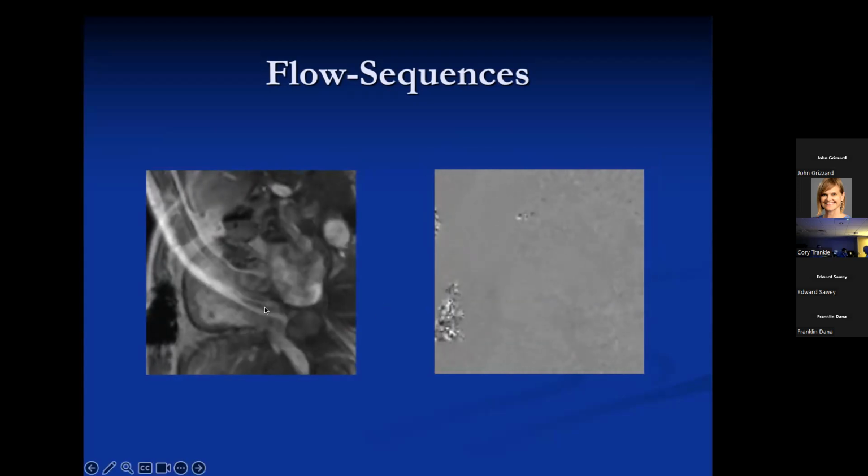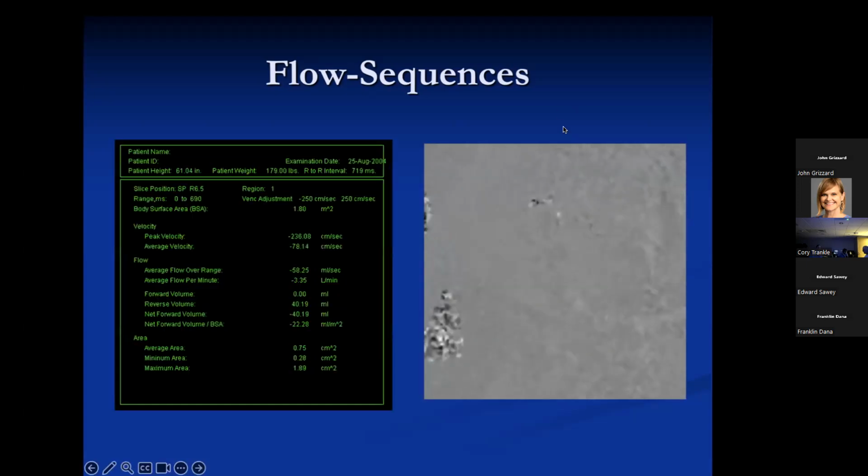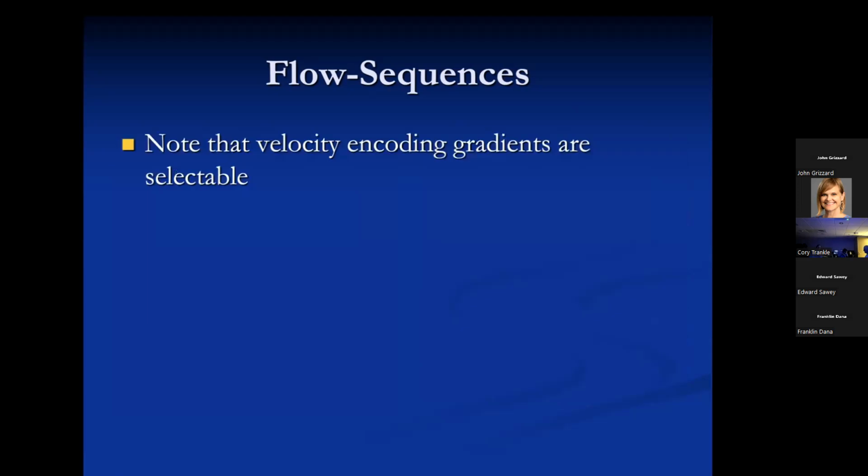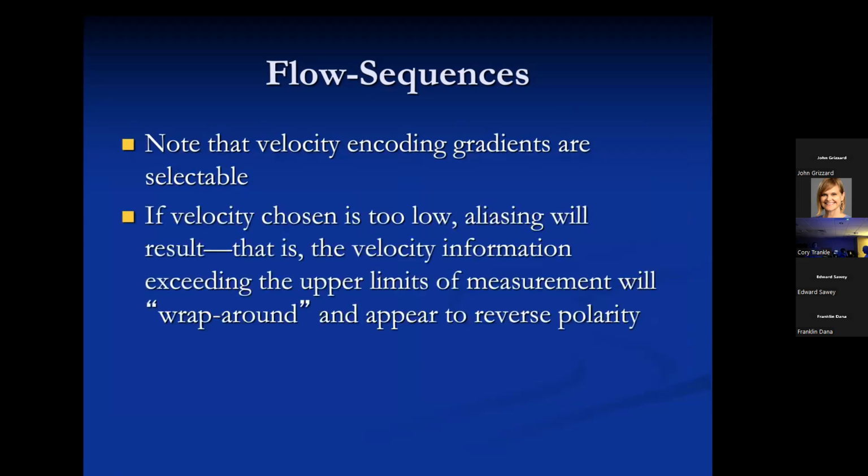You don't want it to get into the area you're measuring. But anything short of that, who cares about the wrap? So you can do that. You can freely select the gradients. I think our maximum is maybe 600 centimeters a second. If you choose too low a velocity, you'll get aliasing.